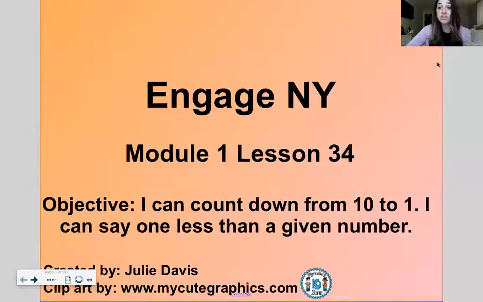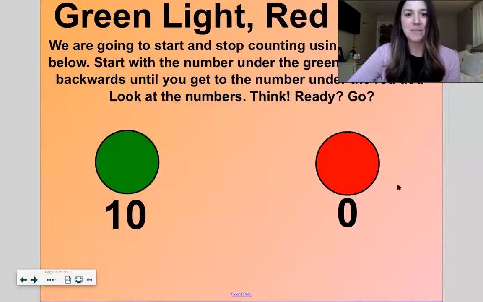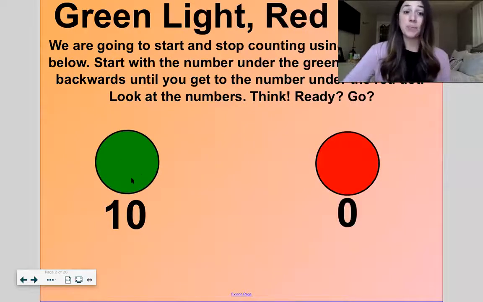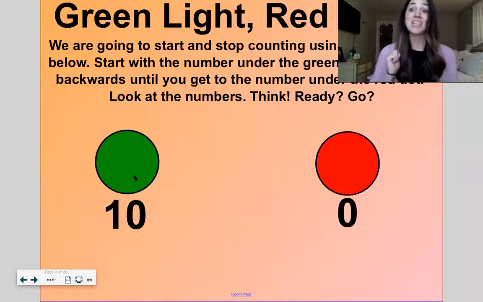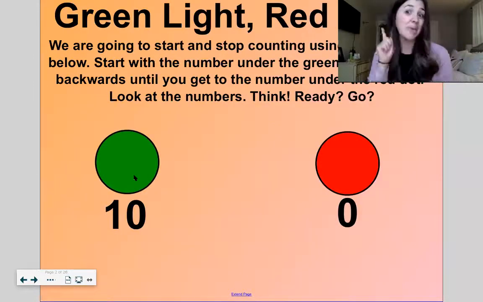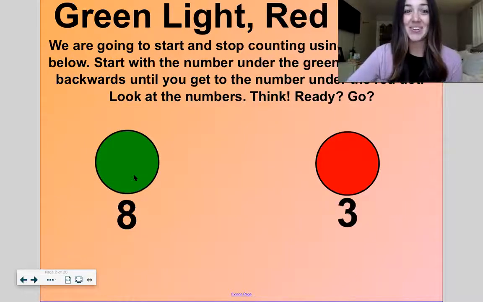Okay, here we go. We're gonna start off with our fluency game of red light, green light. But instead of counting up, we're gonna count down. So this dot shows us what number we start at counting, and this dot shows us what number we stop counting at. So we're gonna start at 10, stop at 0, count down. Ready? 10, 9, 8, count with me, 7, 6, 5, 4, 3, 2, 1, 0.